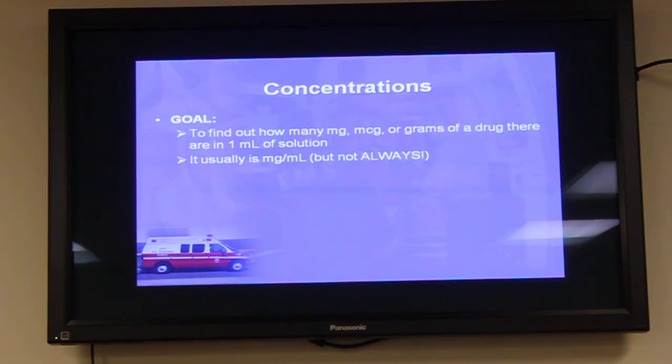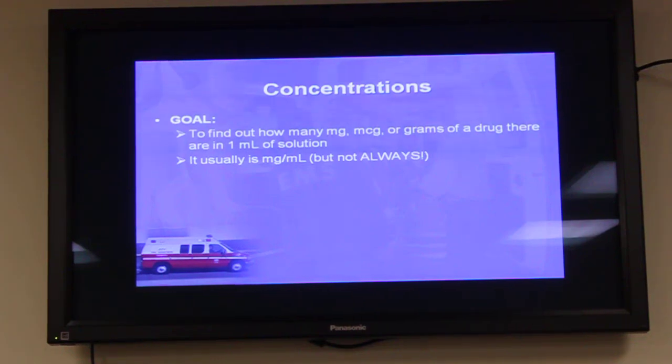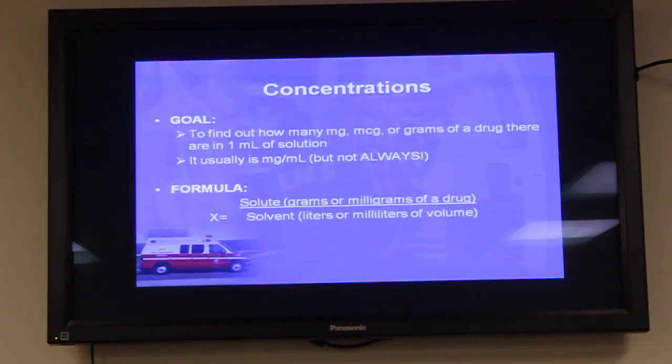Concentrations. Find out how many milligrams, micrograms, or grams of a drug there is in 1 milliliter of a solution. It is usually milligrams per milliliters, but not always. Our formula is going to be the solute, grams or milligrams of a drug, divided by the solvent, liters or milliliters.